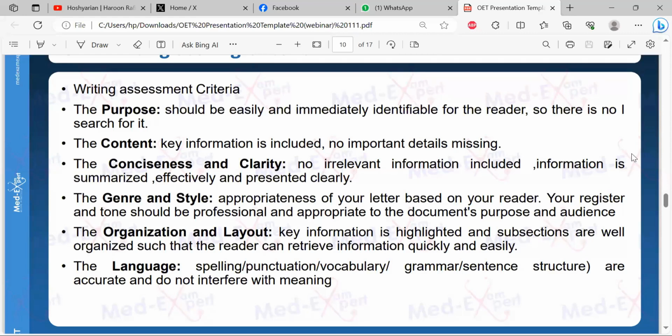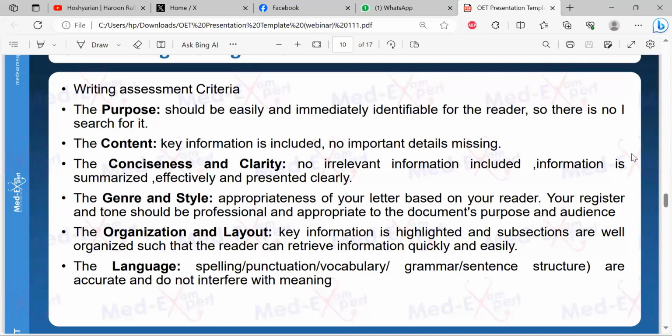Then there comes genre and style. It is the appropriateness of your letter based on your reader. Your register and tone should be professional and appropriate to the document's purpose and audience. Because it is a language test that is accepted at international level, it should be very appropriate and show signs of professionalism.